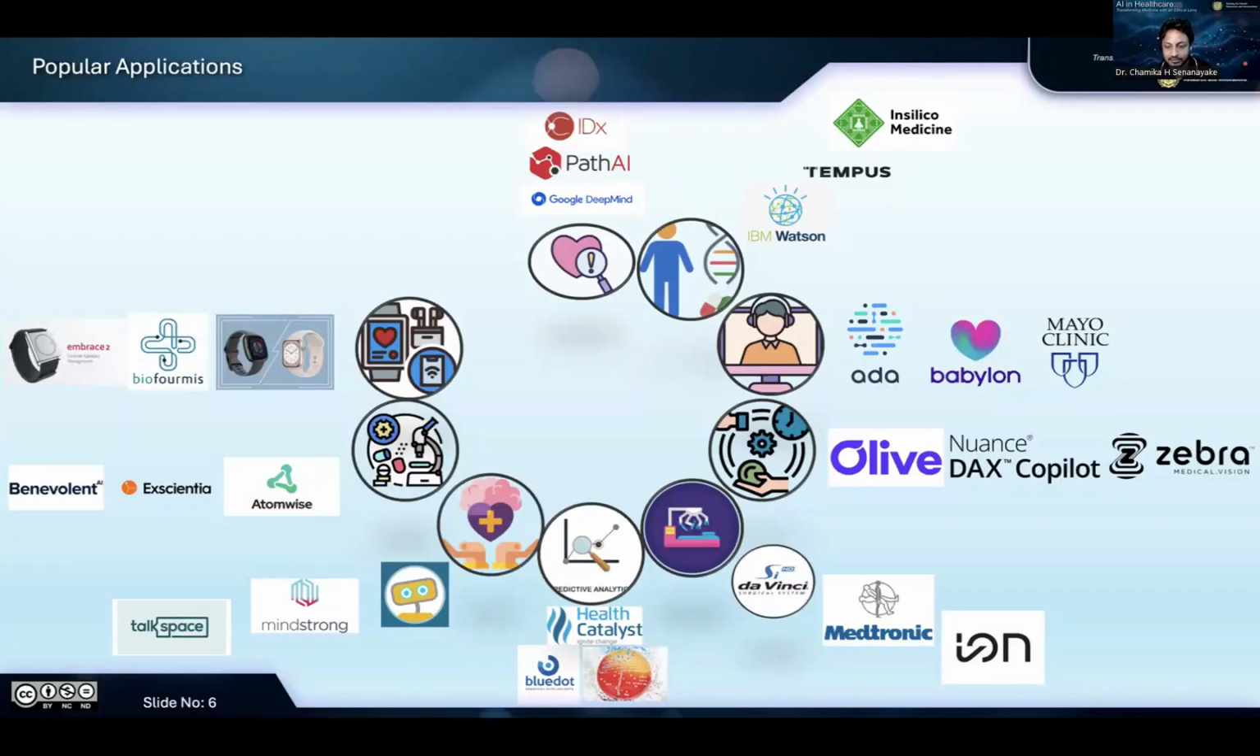I think those algorithms analyze your heart rate, activity levels, and sleep patterns, and I think you have already experienced that, providing health insights. And Biofourmis uses wearables to predict heart failure by monitoring patients' vitals and alerting doctors about anomalies. And Embrace2 detects epileptic seizures by analyzing data from wearable sensors. So it's very high tech now.